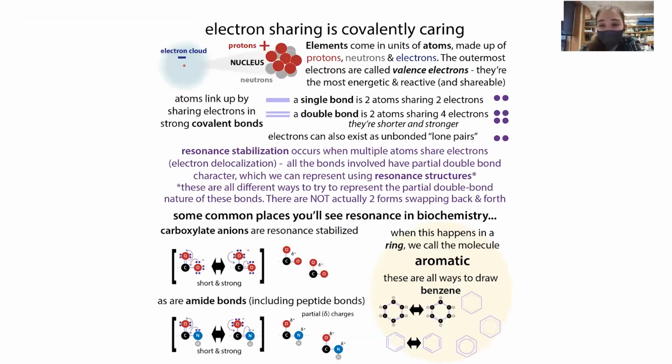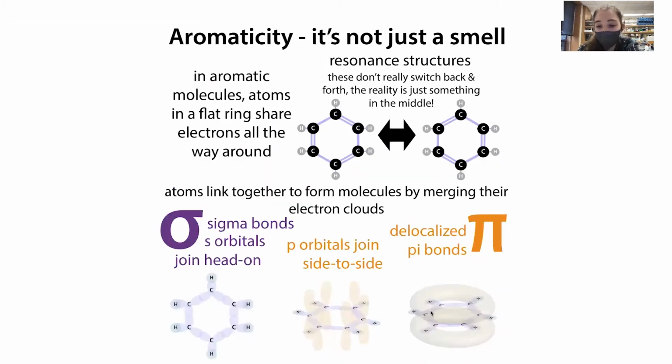So when we talk about atoms sharing electrons, normally if you have just a normal single bond, it's like sharing a single pair of electrons. A double bond would be sharing 2 pairs of electrons. And then we talked about lone pairs, which are unbonded. You can also have this thing called resonance, where the electrons are kind of delocalized. And then this happens in a ring. We call these aromatic. And so we can talk about having these pi bonds.